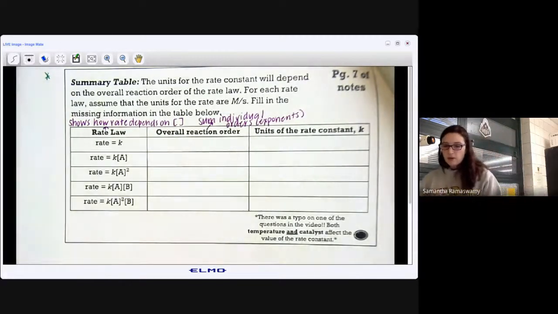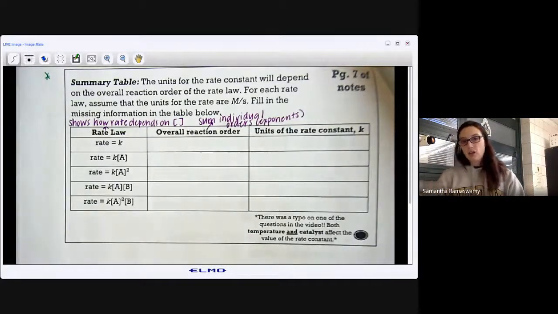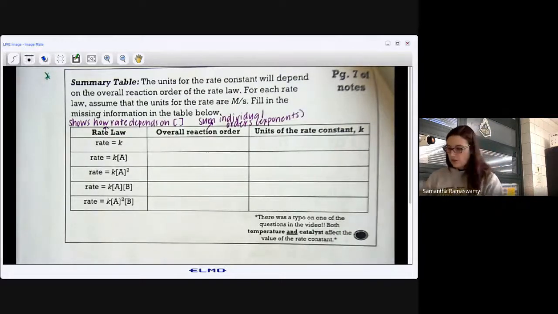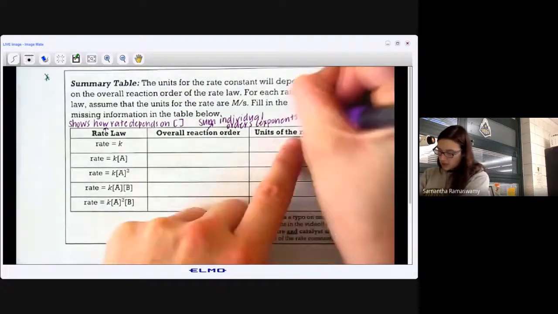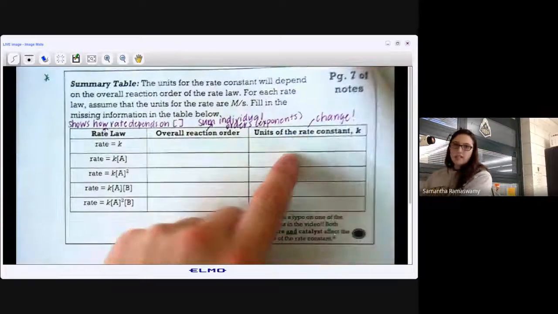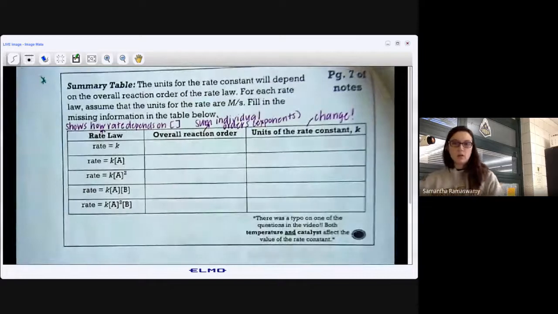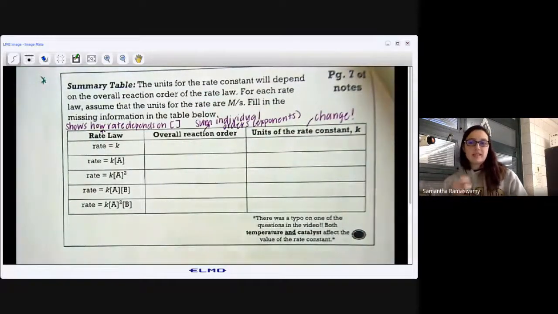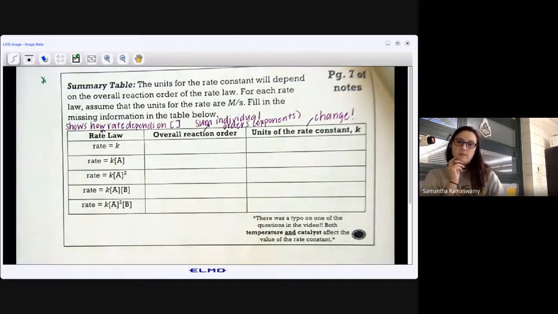And then for units of the rate constant, to find the units, we just have to plug information into the rate law. Your units for your rate constant change based on the order. It's not always the same. And the rate constant is represented by a little k.